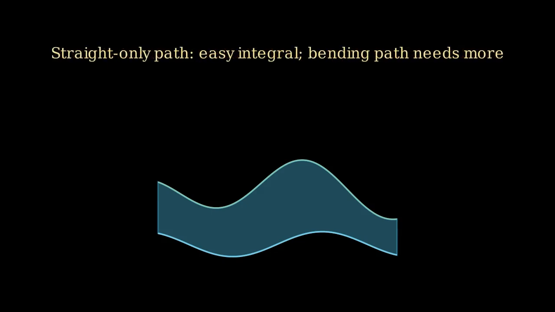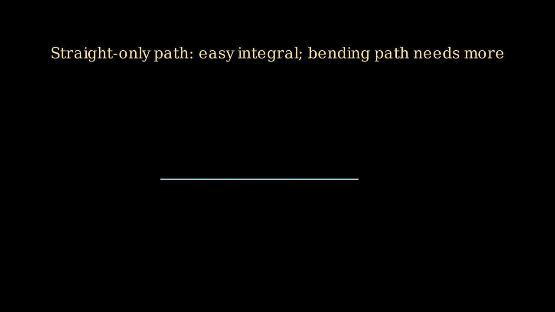If the path only moves in the x direction, or only in the y direction, this is just a normal single variable integral, nothing new. But if the path bends in both directions at once, we need a new method, the line integral.